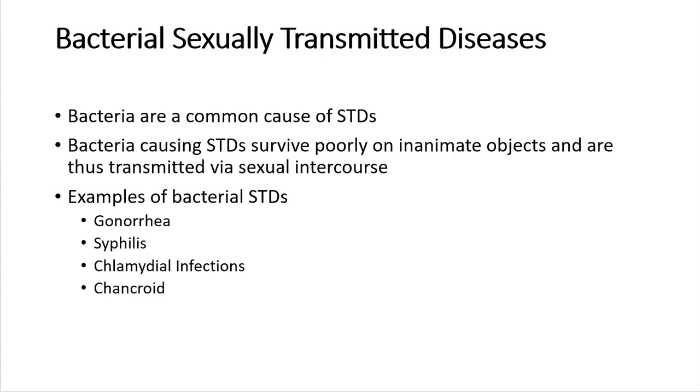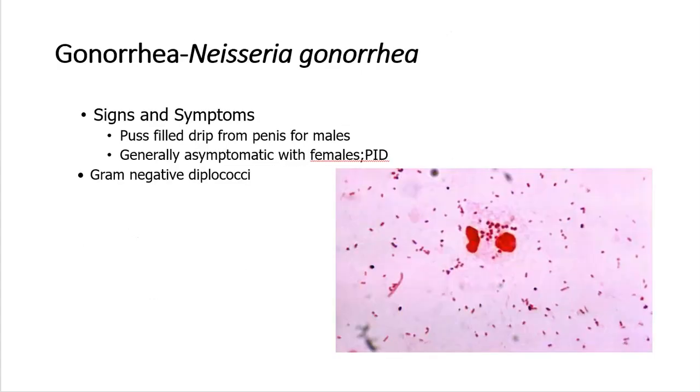Bacterial STDs are common. The bacteria that cause the STDs survive poorly on inanimate objects and are just transmitted via sexual intercourse. Some of the examples: gonorrhea, syphilis, chlamydia, chancroid. I'm going to go through these.